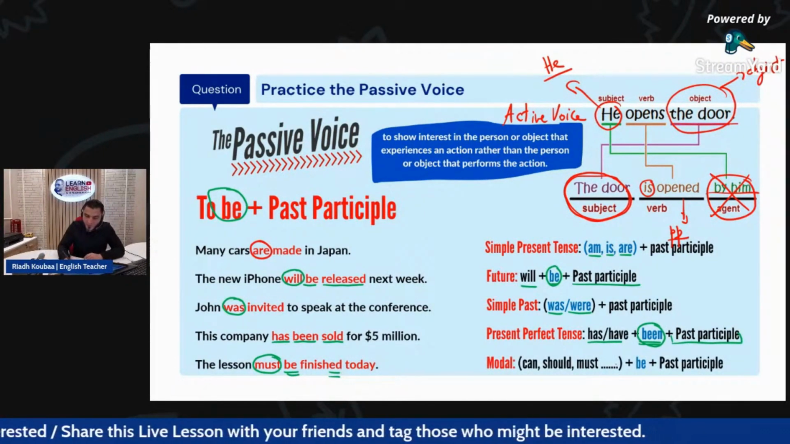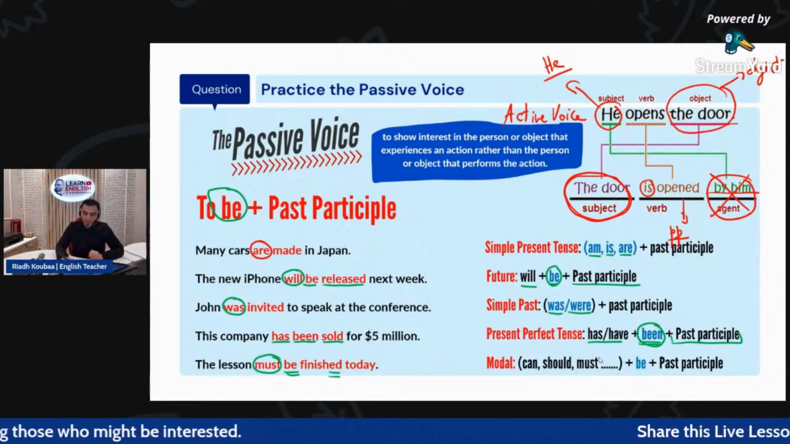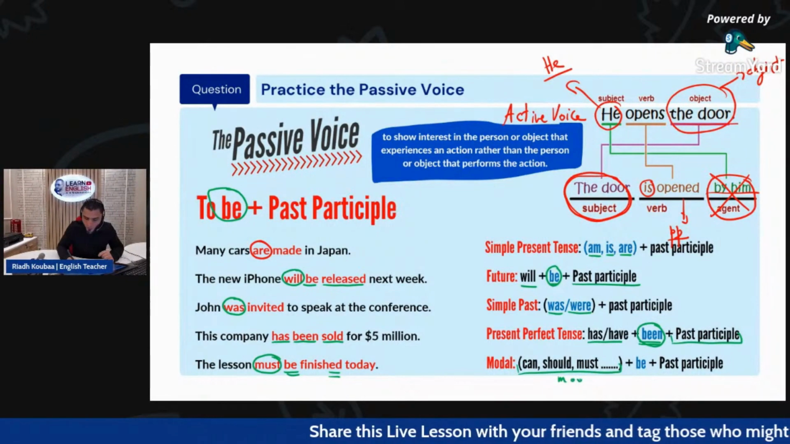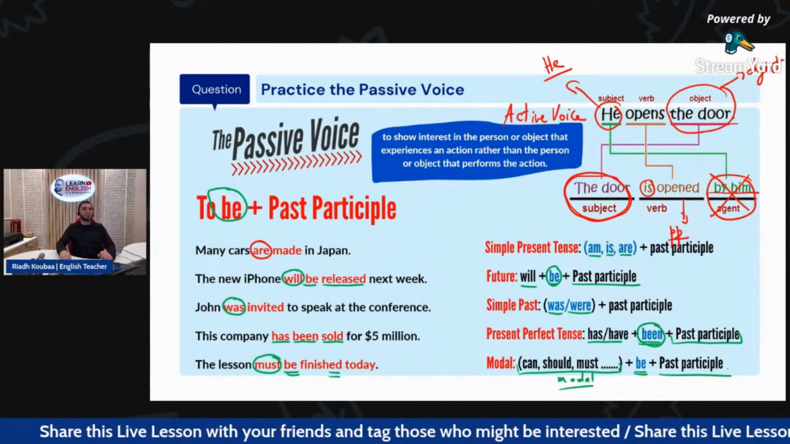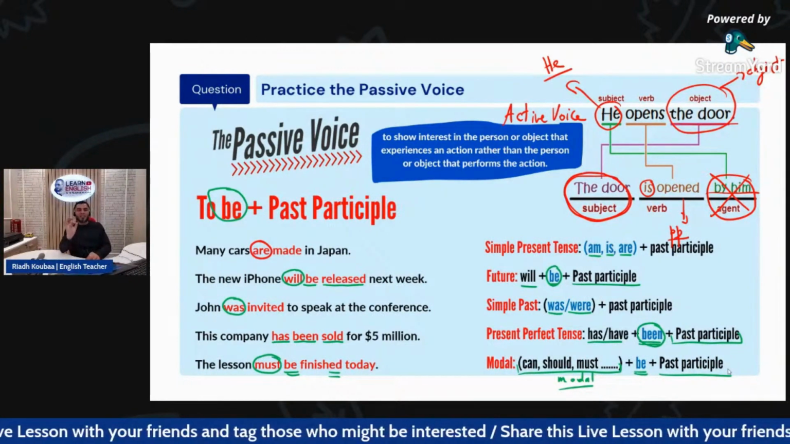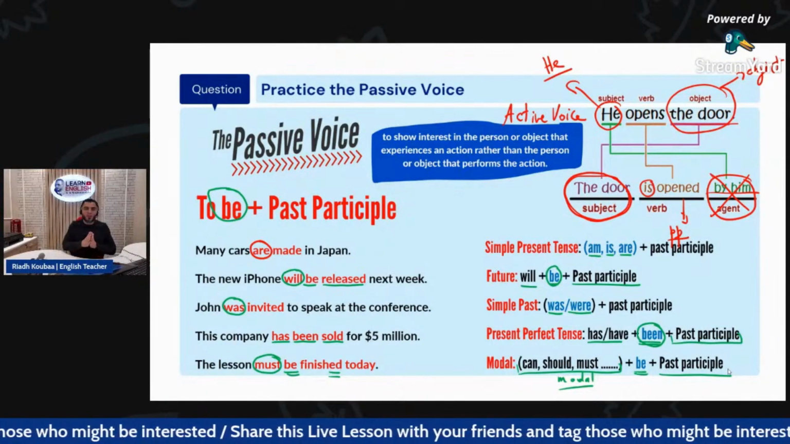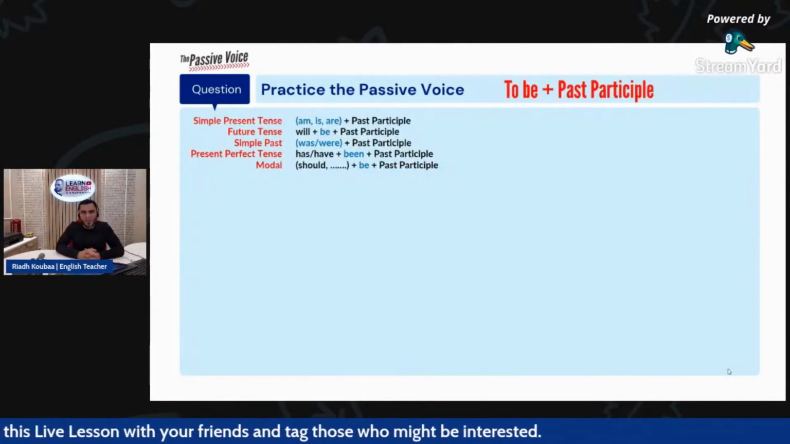As you can see, I have here some dots, which means that the list continues, we can have other modals, as we said. So the general rule is one of these modals, plus to be, plus past participle. So please keep these rules in mind because we will need them with other exercises. But before that, I have prepared for you this exercise to practice more.